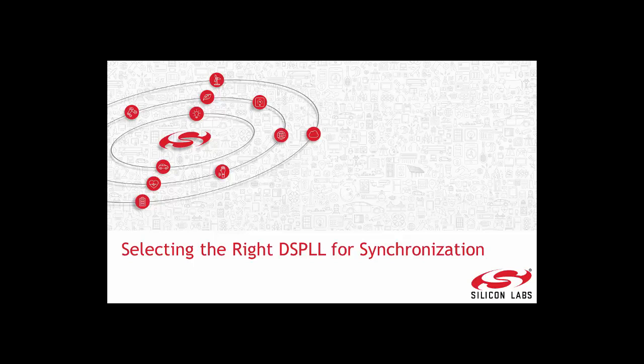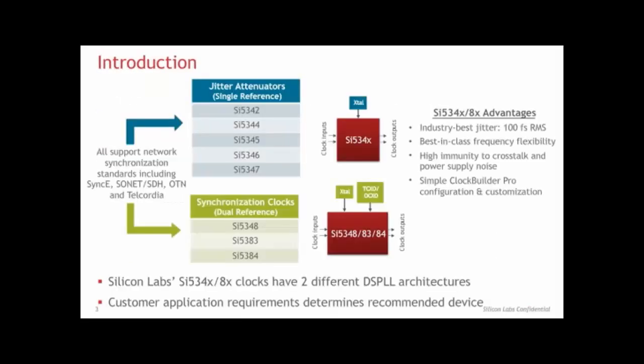In this brief presentation, we will review the recommended criteria for choosing a DSPLL for network synchronization applications, including Synchronous Ethernet, SyncE, SONET, and SDH. Applications that need network synchronization are typically governed by industry standards, including Synchronous Ethernet or SyncE, SONET, SDH, OTN, and Telcordia. All of Silicon Labs' latest DSPLLs support all of these standards.